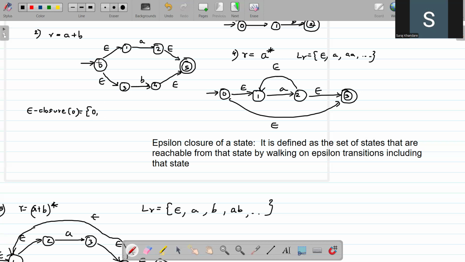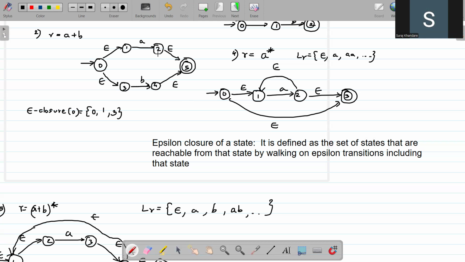Then if you see in the diagram, 0 to 1 is reachable, so 1 will also be included. 0 to 3 is reachable. 0 to 2 is not reachable through epsilon. Suppose there were an epsilon, then we could have added that. So in this case, we have only 0 to 1 and 0 to 3. So we get 0, 1 and 3. They are reachable on epsilon transitions. Epsilon is nothing but no input string. So this is for 0 in R is equal to A plus B.